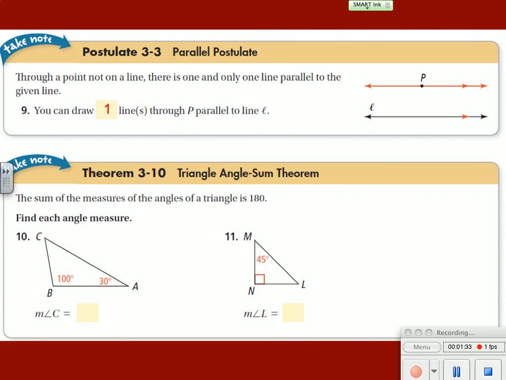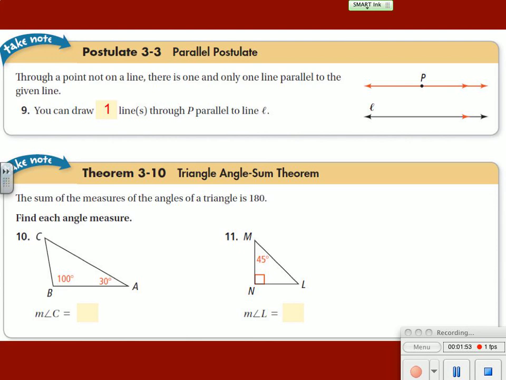Theorem 3.10, this is our first theorem about triangles. It's an important theorem, the triangle angle sum theorem. Y'all have known this forever and ever, but here we go, there's a theorem. The sum of the measures of the angles of a triangle is 180.